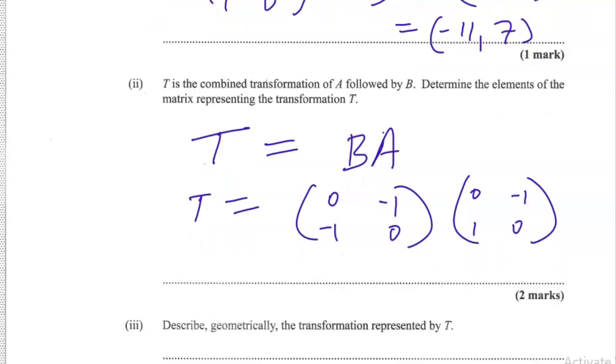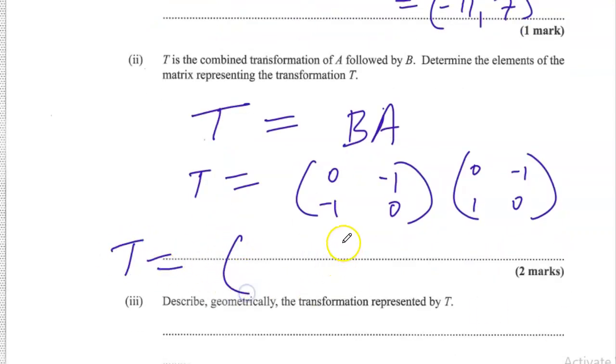So we'll do the multiplication, row by column. So 0, negative 1 multiplied by 0, 1 is 0 plus negative 1 times 1, so it's 0 plus negative 1, which is negative 1. And then we take the top row again by the second column. So 0 times negative 1, negative 1 times 0, that's 0. Then we apply the bottom row now to the first column. So negative 1 times 0 plus 0 times 1, that's 0. And then the bottom row to the last column, that's negative 1 times negative 1, that's positive 1, plus 0 times 0. So that would be our matrix T.